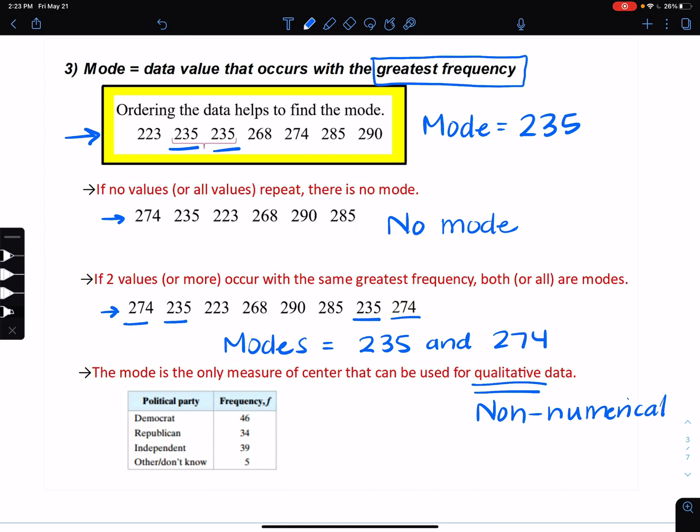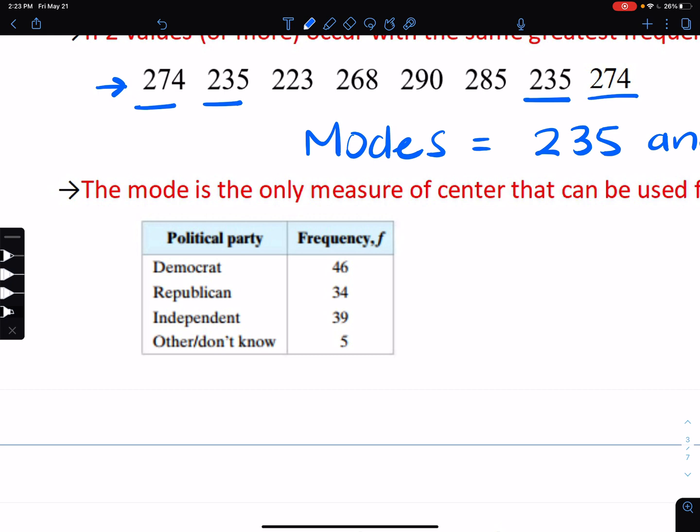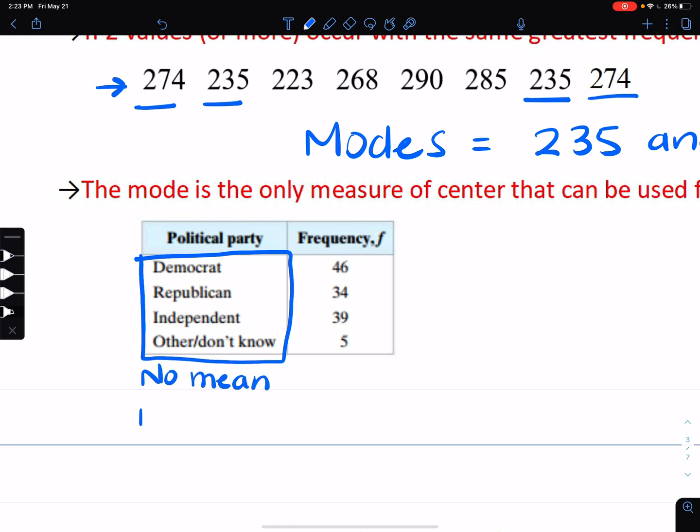When you're dealing with qualitative data, like what we have here, notice this is non-numerical data. These are political parties. All right. I cannot talk about a mean and I cannot talk about a median. If I were asked for it, I would just have to say this data set has no mean and it has no median, because only numerical data can have a mean or a median.